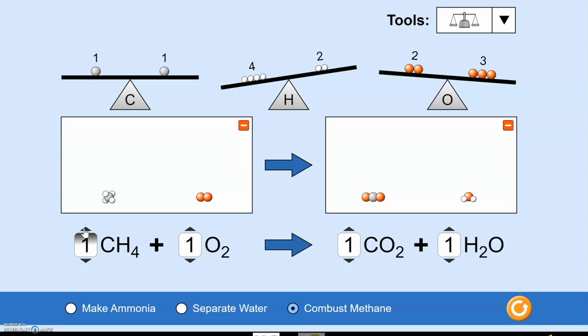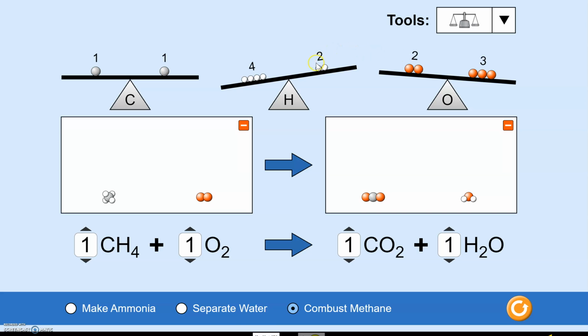Right off the bat, it says that the carbons are balanced. There's 1 atom of carbon on the reactant side, 1 atom of carbon on the product side. So that's in good shape. However, the hydrogens are way out of whack. There's 4 atoms of hydrogen on the reactant side and only 2 on the product side. And the oxygens are out of whack too. There's 3 atoms of oxygen on the product side and only 2 on the reactant side. I usually save oxygens for last.